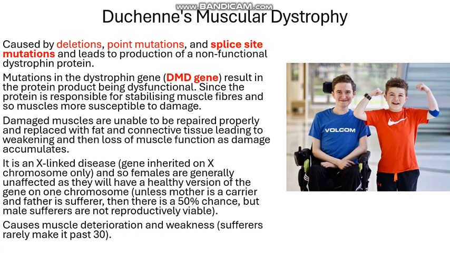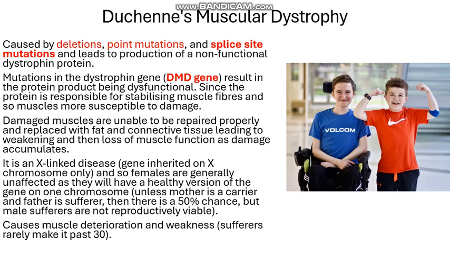Since the protein is responsible for stabilizing muscle fibers, the muscles themselves become weak and more susceptible to damage. The damaged muscles are unable to repair themselves properly, and they get replaced with fat and connective tissue, leading to weakening of the muscles and eventual loss of muscle function, as the damage cycles kind of continue and accumulate, which we can unfortunately see for the poor boy in the blue shirt on the image to the right.